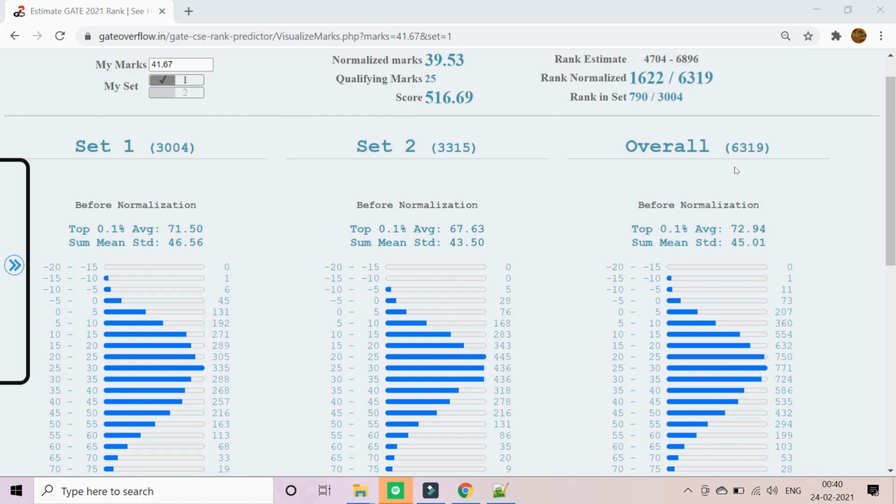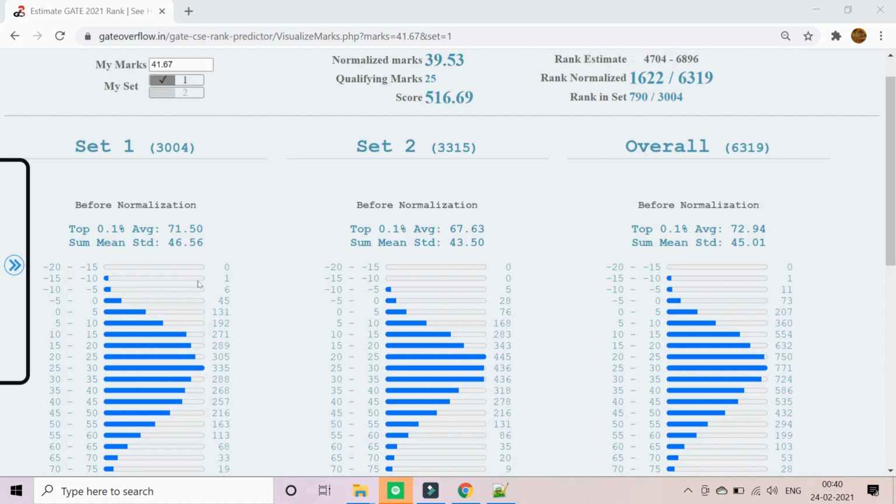For example, the count of submissions in set 1 is 3004. These are unique URL submissions. Here we have the top 0.1% average and the sum of mean and standard deviation. This data can be used for normalization. This is explained on the GATE website, or we can make a video for this.